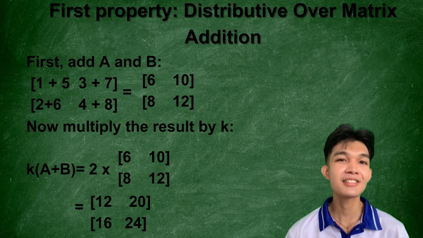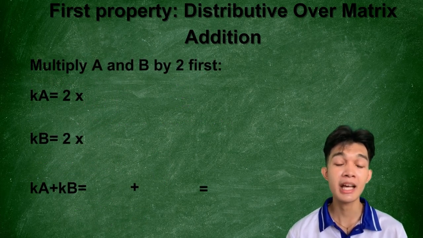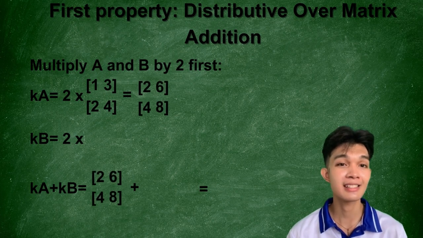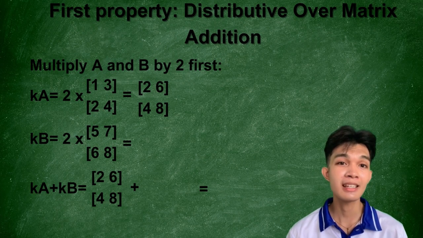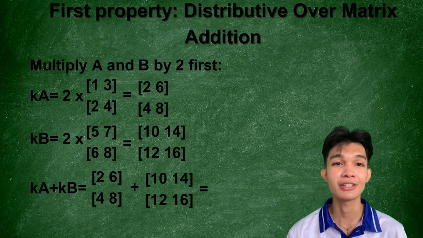Now, let's do it the other way. Multiply A and B by 2 first. 2 times A is equal to 2 and 4 on the first column and 6 and 8 on the second column. 2 times B is equal to 10 and 12 on the first column and 14 and 16 on the second column. Now, add them together.